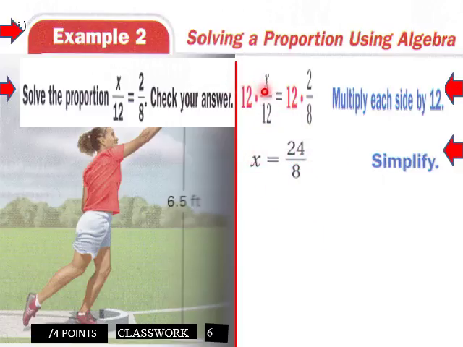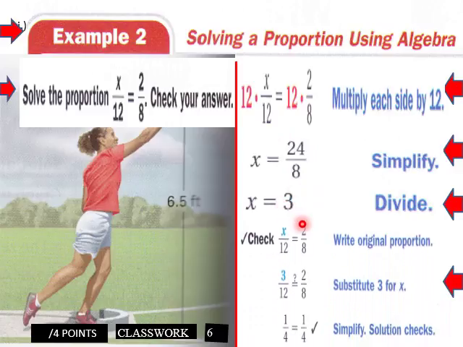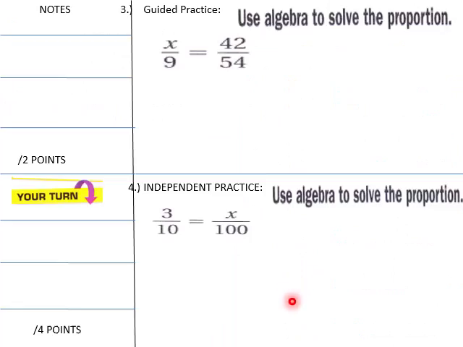So this would cancel, the x over 1, and 12 times 2 would be 24 over 8. Then this would simplify further into 3, and then we could check: does 3 over 12 equal 2 over 8? And it does when you simplify. They're equal to each other.